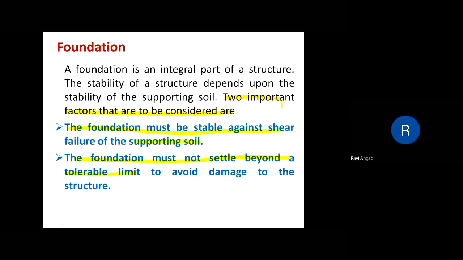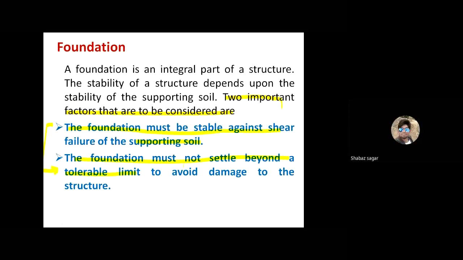And according to the codal provisions, whatever design steps are given are to be followed. These are the two criteria that need to be taken care of: the foundation must be stable against a shear failure of the supporting soil, and the foundation must not settle beyond a tolerable limit to avoid damage to the structure. Is it clear?